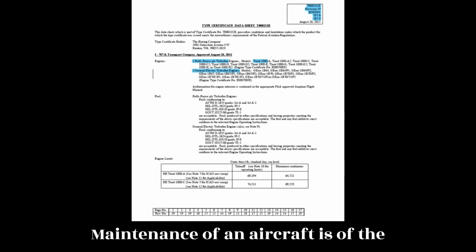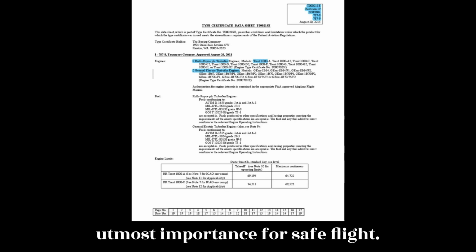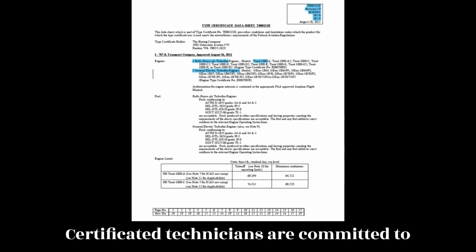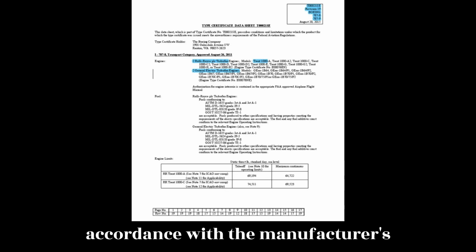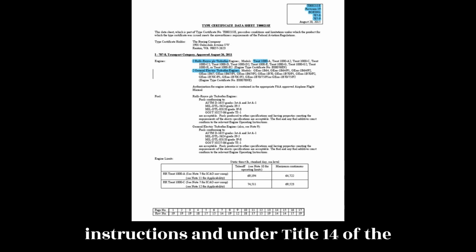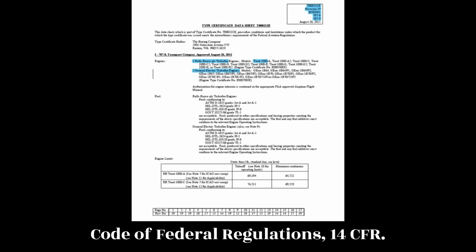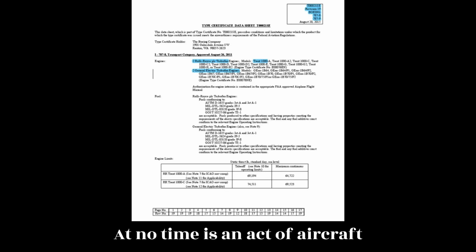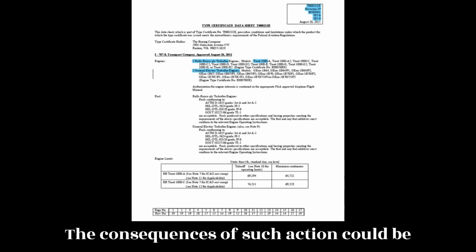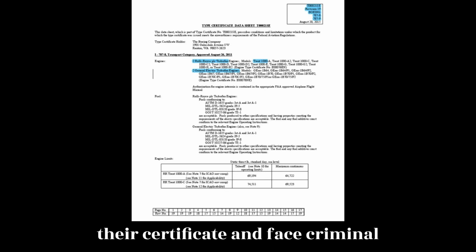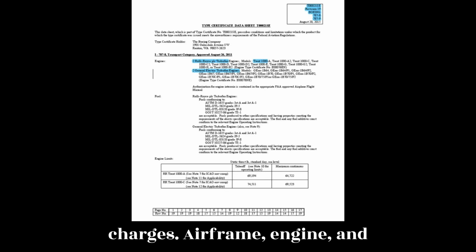Maintaining the aircraft. Maintenance of an aircraft is of the utmost importance for safe flight. Certificated technicians are committed to perform timely maintenance functions in accordance with the manufacturer's instructions and under Title 14 of the Code of Federal Regulations, 14 CFR. At no time is an act of aircraft maintenance taken lightly or improvised. The consequences of such action could be fatal, and the technician could lose their certificate and face criminal charges.